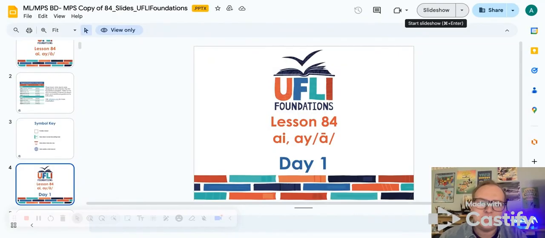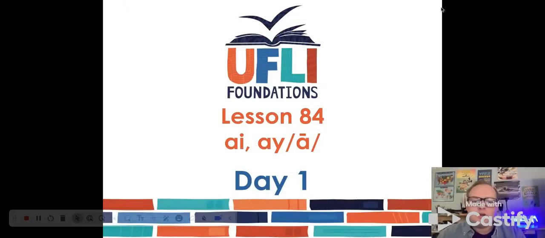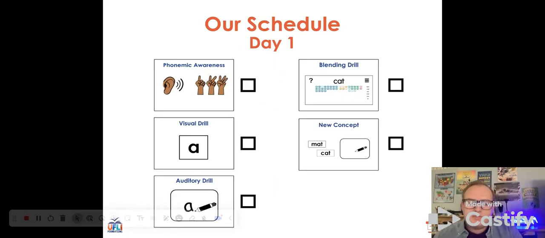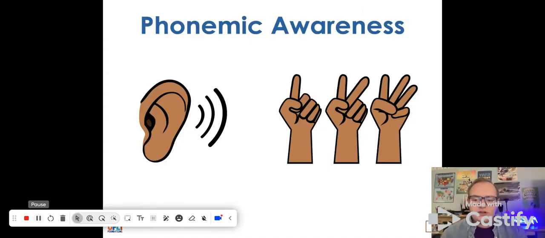We're going to be focusing on the long A sound, spelled with vowel teams AI and AY. We are going to do day 1 today. Here are 5 steps that we are going to go through. We're going to start with our phonemic awareness, our visual drill, our auditory drill, our blending drill, and then ending with our new concept.